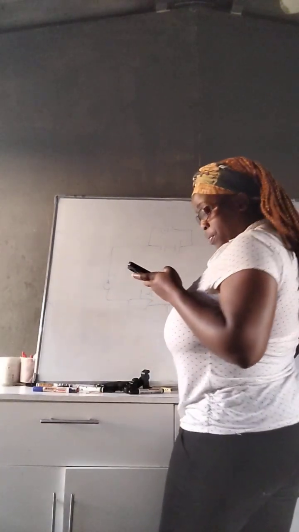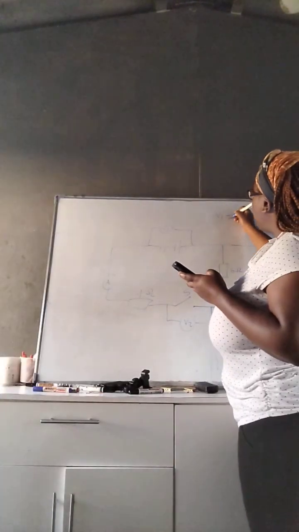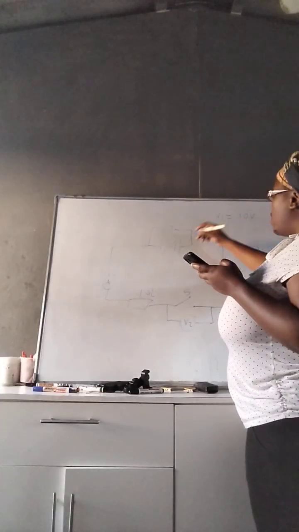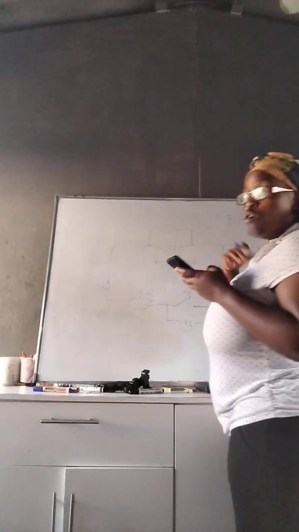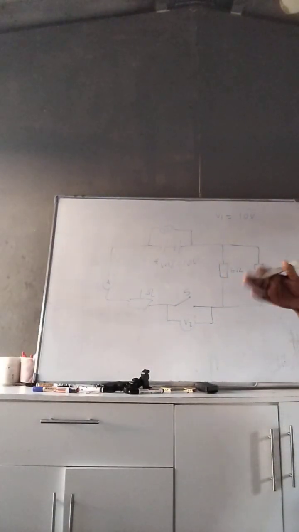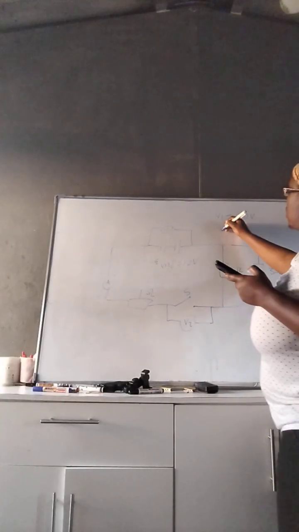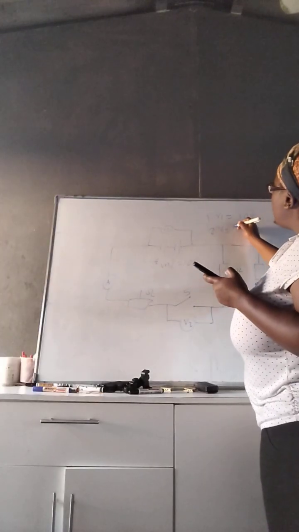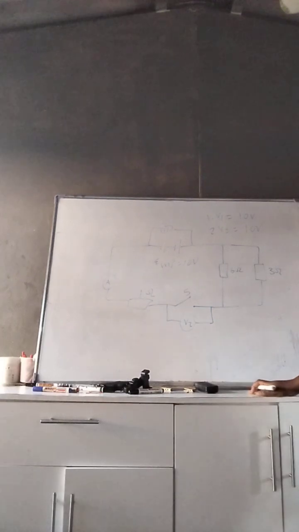Okay, so what is the reading on V1, right? The reading on V1 will be equal to 10 volts. Why? Because this is the EMF, this is written 10 volts. So the reading on V1 is always equal to the EMF voltage. And then what is the reading on V2? V2 is the same as 10 volts. Still the same as the EMF voltage.